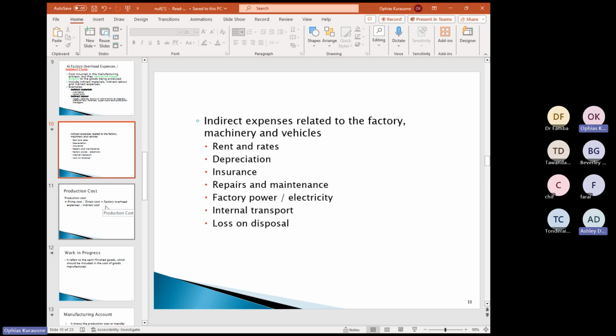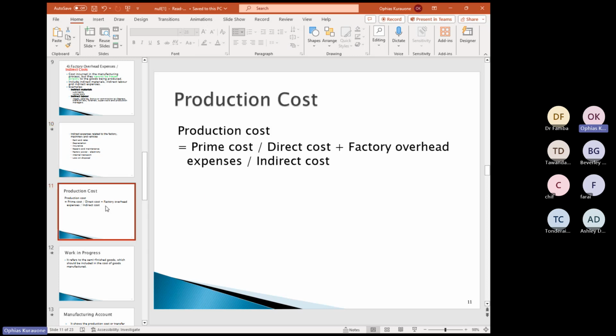Then we go on to what we call production cost. So our production cost consists of prime cost. That is prime cost, that is the direct cost.